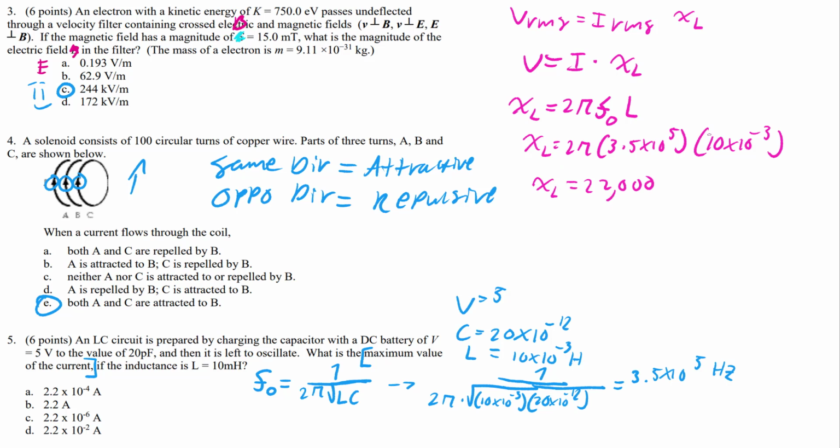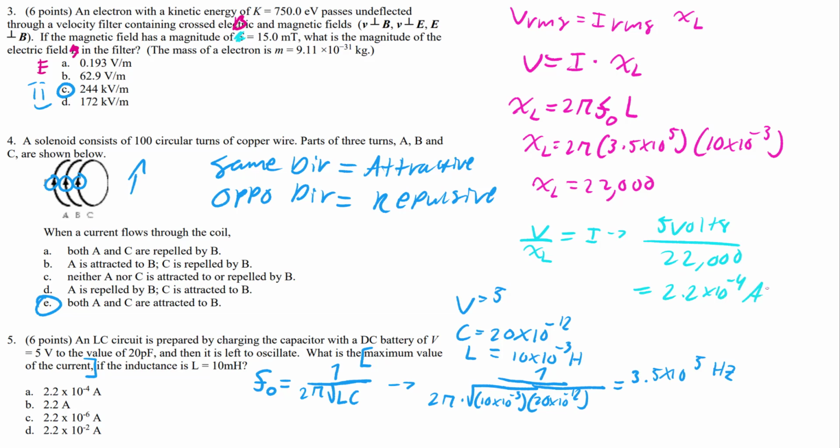Okay, so now we have chi sub L, and we can say that V divided by X sub L is equal to the current. So we have 5 volts divided by 22,000, and we end up getting 2.2 times 10 to the negative 4 amps.